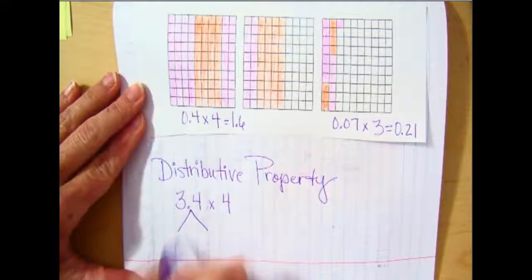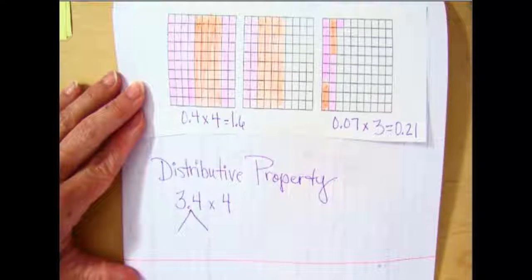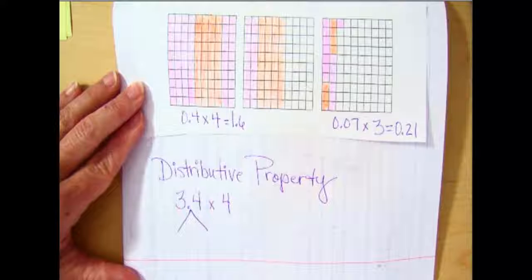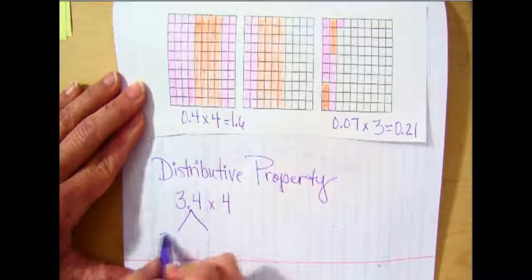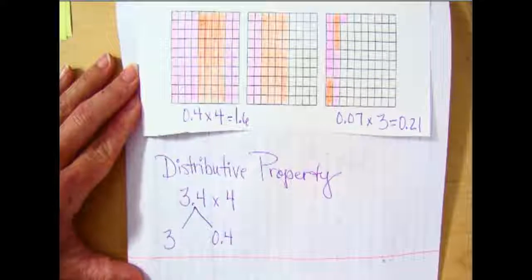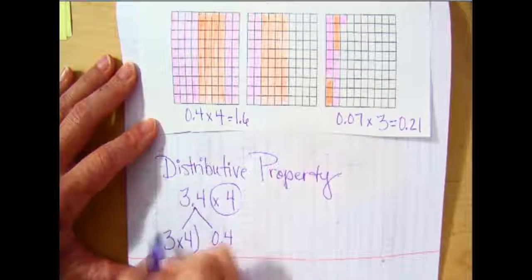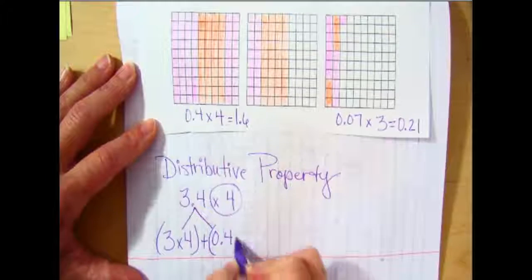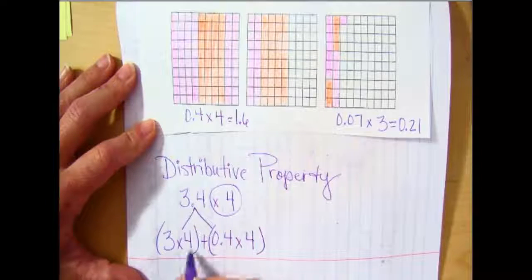How can I break up a 3 and 4 tenths? What can I split it into? 3. Thank you. 3 times 4 and 4 tenths times 4. So I can break this 3 and 4 tenths into a 3 and a 4 tenths. And Quinn, you're right. I'm going to multiply this 4 with the 3 and then add 4 tenths times 4. Well, 3 times 4 we know is 12.